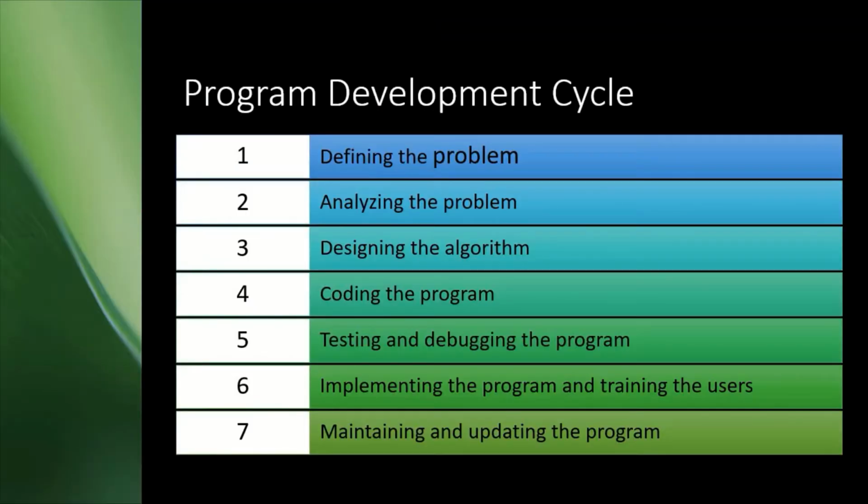So with this, let us go to the main topic, that is program development cycle. Program development cycle specifies a set of steps which we must follow while developing a program. So first one is defining the problem. This step defines the purpose of writing the program. Problem should be defined clearly without any ambiguity.